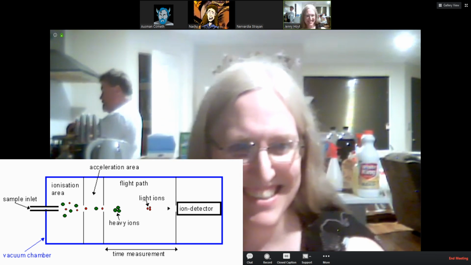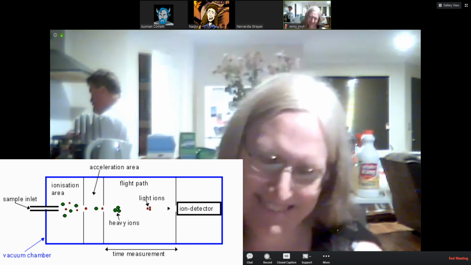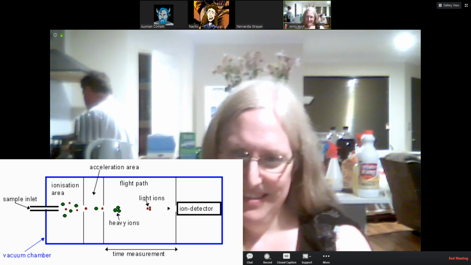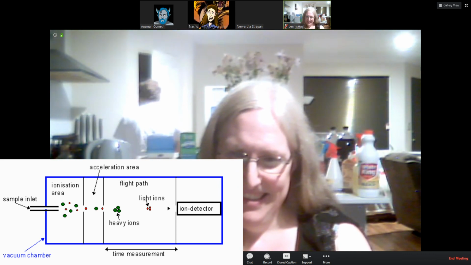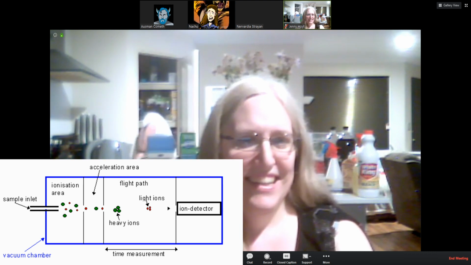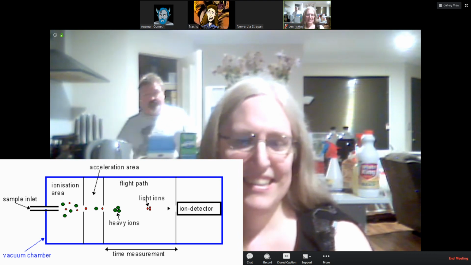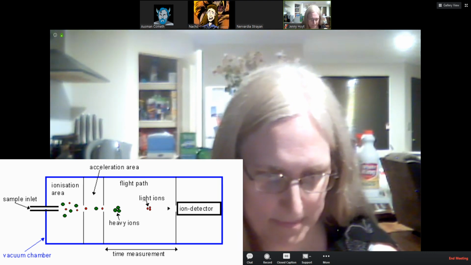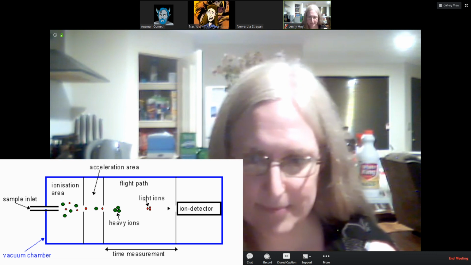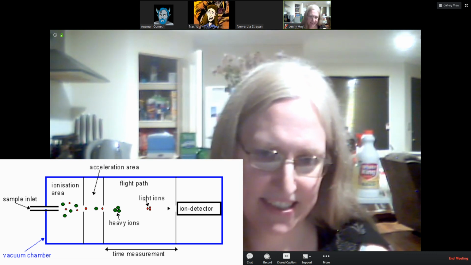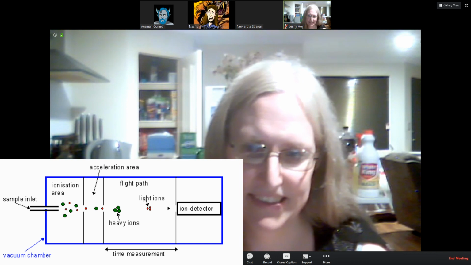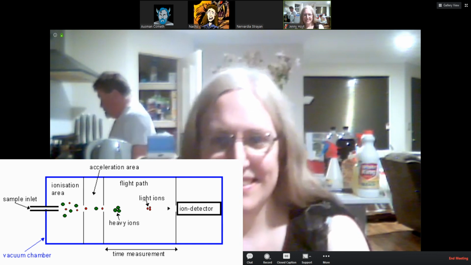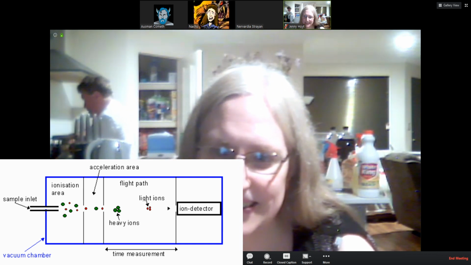Okay, so one of the problems with this one is that they don't always have the same kinetic energy, which means, of course, that they don't all move at the same speed. So what they do is that they can use two ways. They can either do a delayed pulse, which kind of kicks the ones that are struggling behind and pushes them forward, so they can all hit at the same kinetic energy.